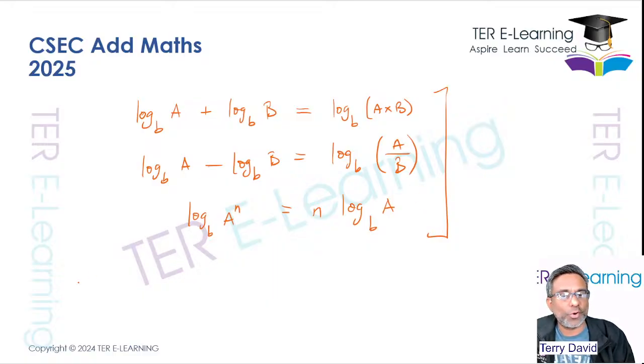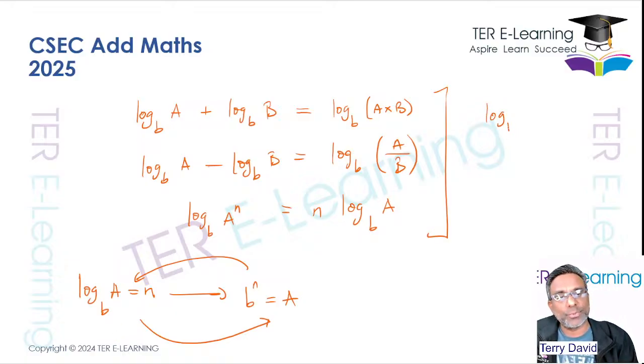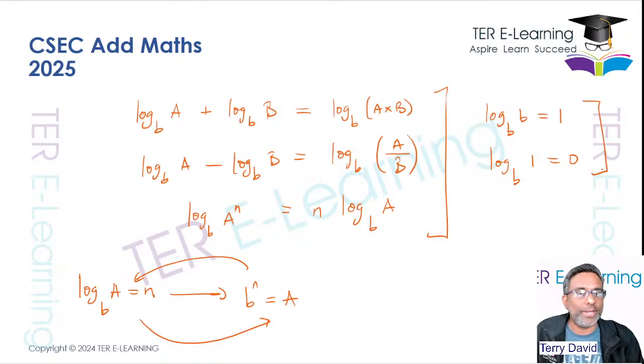Also, you have to be able to move from logs to exponent and vice versa. If you have log to base b of a equal to n, that in exponent form is b to the power n is equal to a. You all have to be able to move in this direction, and in that direction as well, from exponent to log. Another important one you could use: log to base b of b is equal to 1. What else do we have here? Log to base b of 1, that answer is going to be 0. These are also important properties when it comes to logs.